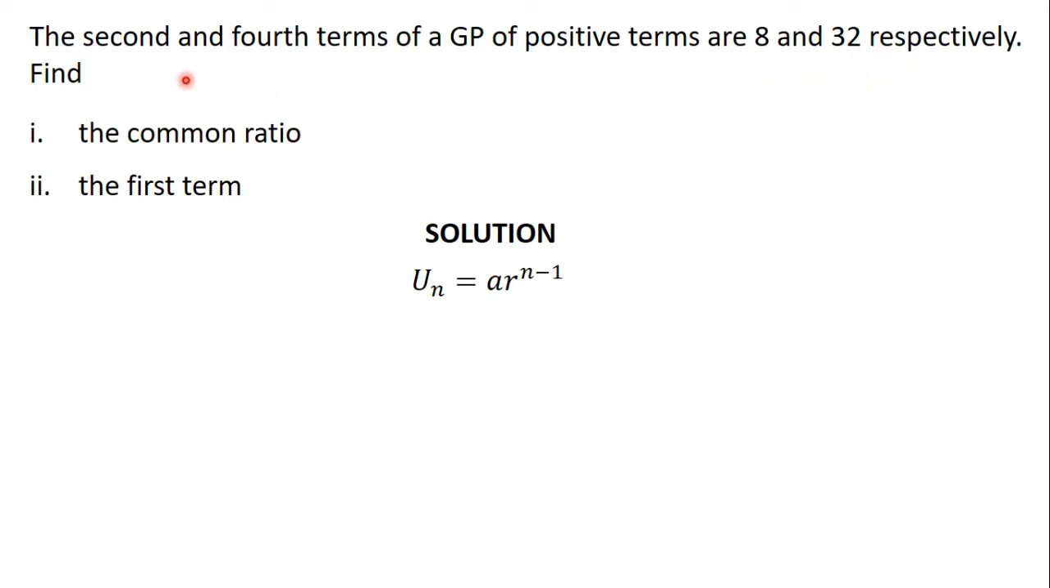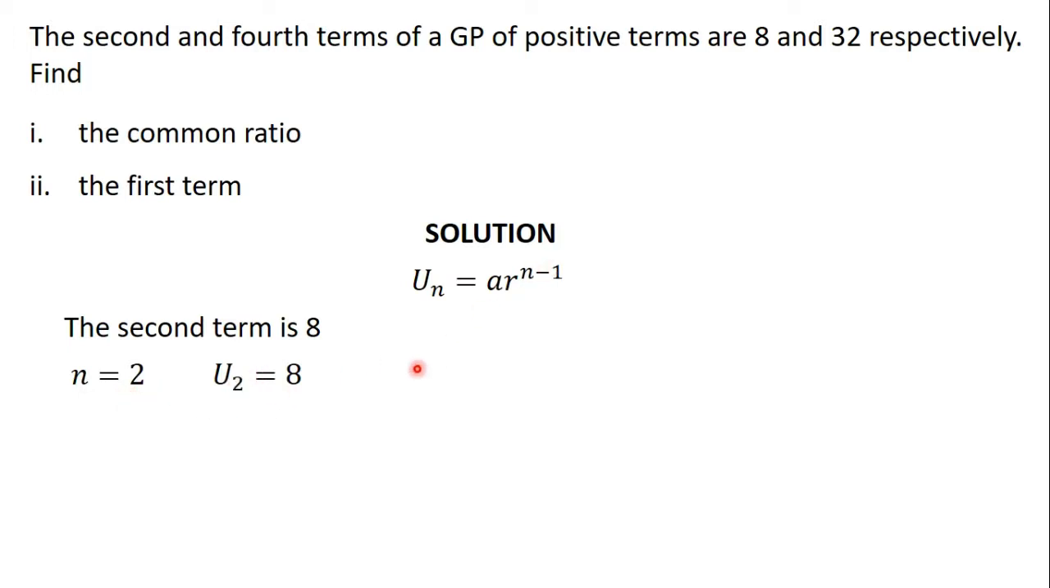From the question, we are being told that the second term and the fourth term are 8 and 32 respectively, meaning that the second term of the GP is 8. The second term of the GP will be denoted by U2. So U2 is equal to 8. We are talking about the second term, so the number of the term is 2. So it means that n is equal to 2.